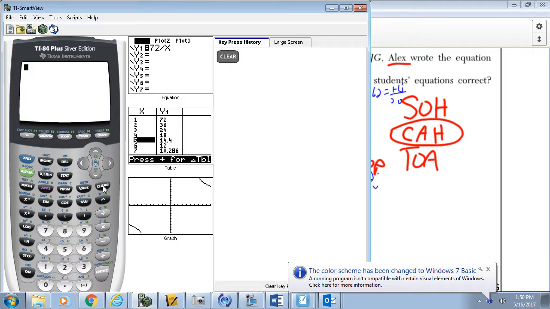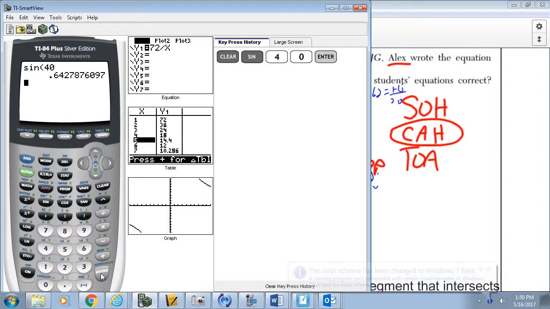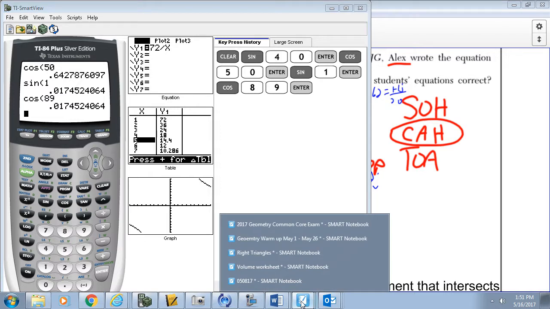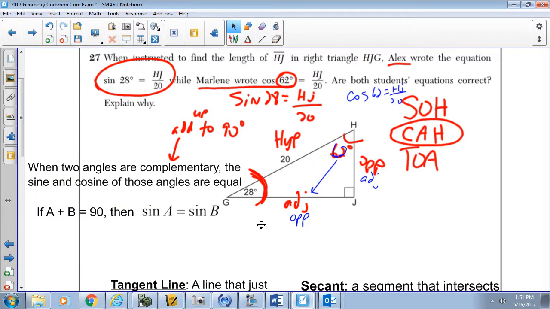If I do the sine of 40, and then I do the cosine of 50, you see how they're equal. Now 40 and 50 add up to 90. It doesn't matter what the angles are. If I did sine of 1, and then I did the cosine of 89, they're equal. So if two angles are complementary or add up to 90, that means their sine and cosine are equal. So there we go. That's our reason why.